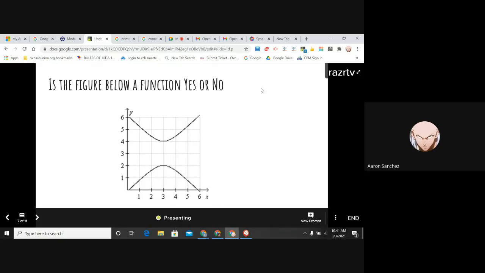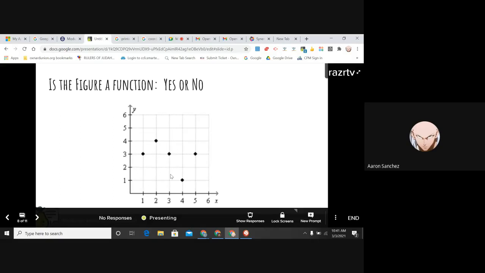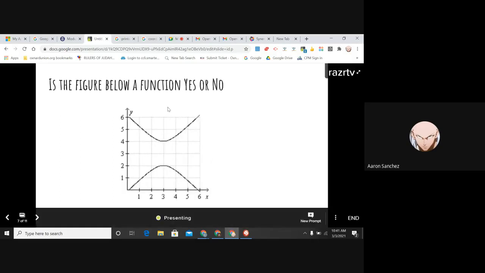Okay, well, anyway, I'll just tell you guys. What do you guys think? Yes or no? This is a no, because if you drew a line, it would go through twice. That is a no. If I drew a line going straight up and down, it's going to hit this and it's going to hit that. So if that happens, it fails the vertical line test. It is not a function.